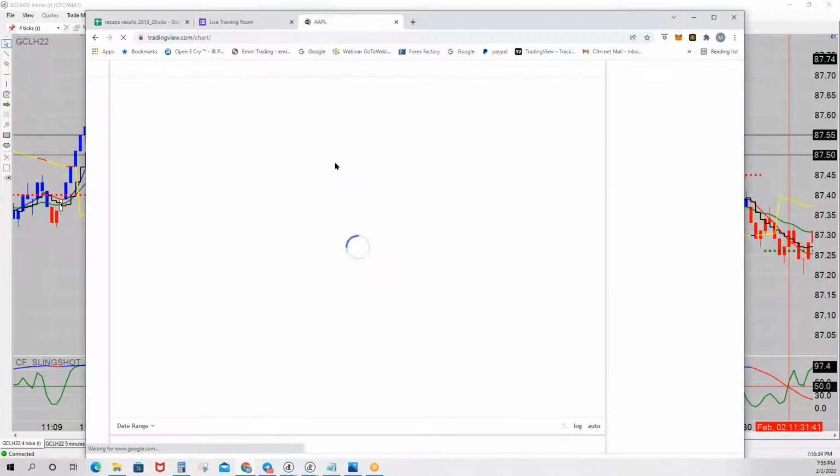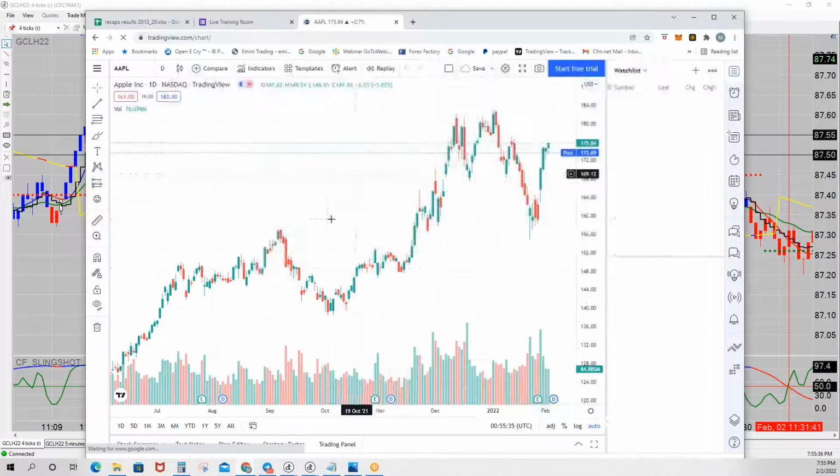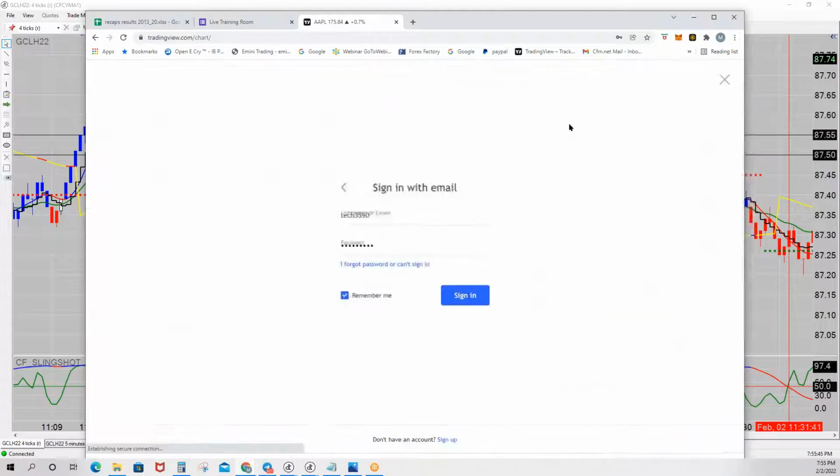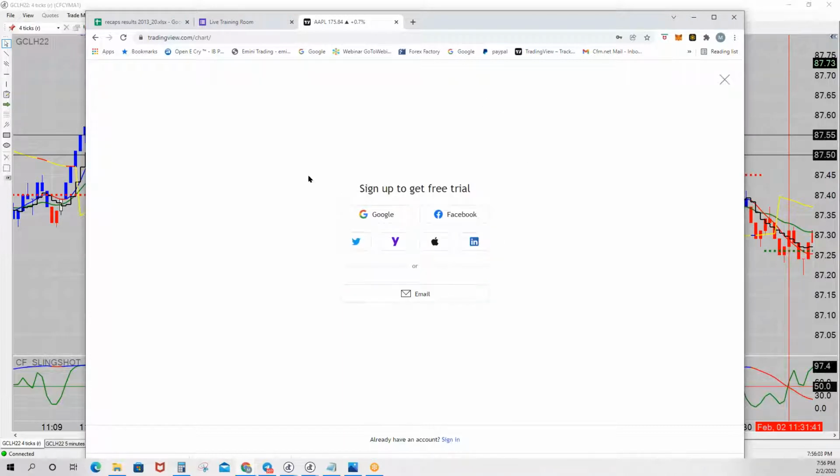When you click chart, it's going to bring up a chart. This is Apple, and click start free trial right here. When you hit start free trial, it's going to bring you here. This was assigned to me, I believe, based upon one of my email addresses. But you just have to put in your email. If you don't have an account with them already, come down here where it says don't have an account, sign up. Click on that.